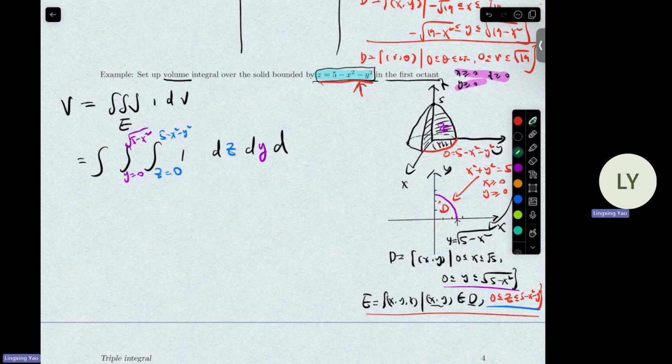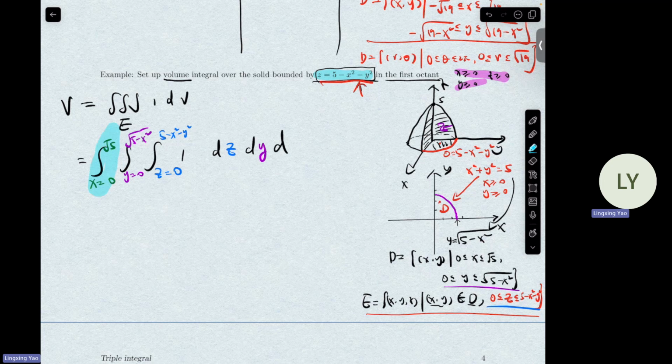And finally, we need to set up the limits for the exterior integral, which is for x, which is 0 to square root of 5. Again, as we always remember, the bounds for the exterior integral are always constant. All right. So this is how we set up this volume integral for this one.